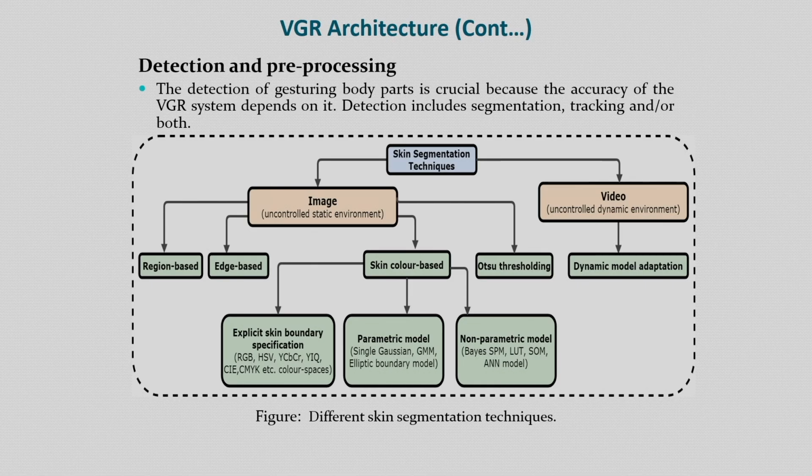After this, we can consider the detection and the pre-processing. Detection means the detection of the hand, that is the segmentation of the hand, and also I have to do the tracking. So, we may consider these cases. So, skin segmentation techniques we can apply for the image and the videos, and in case of the image, uncontrolled static environment because the background may be cluttered and there may be illumination variations. And in case of the video, we have to consider uncontrolled dynamic environment. The dynamic background may be there, the random illumination variation will be there, the cluttered background may be there. So, all these cases we have to consider.